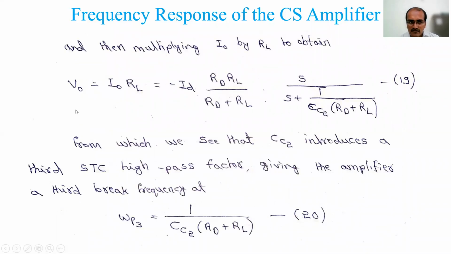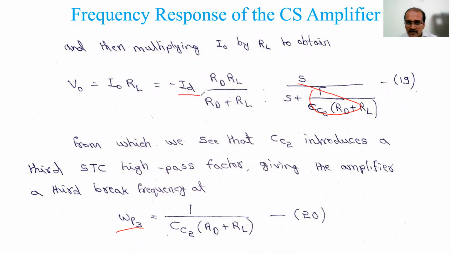Okay, first thing I will do, I will take equation number 19. You write it as it is. In this equation, this Rd into RL by Rd plus RL, I will substitute as Rd parallel to RL. You can show it as Rd parallel to RL. Two resistances are in this one, right? And then S divided by S plus, this I can denote by the symbol WP3. So this becomes S by S plus WP3, shortened, and this is Rd parallel to RL.